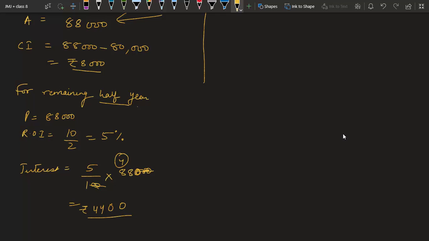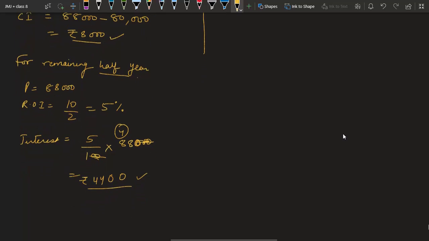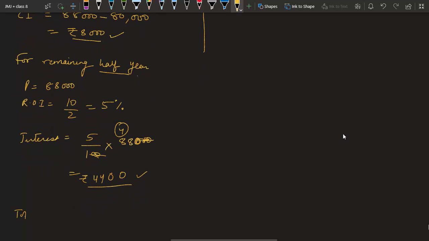So you can say combined interest after 1.5 year is given by total interest, which is 8,000 plus 4,400, that is 12,400 rupees.